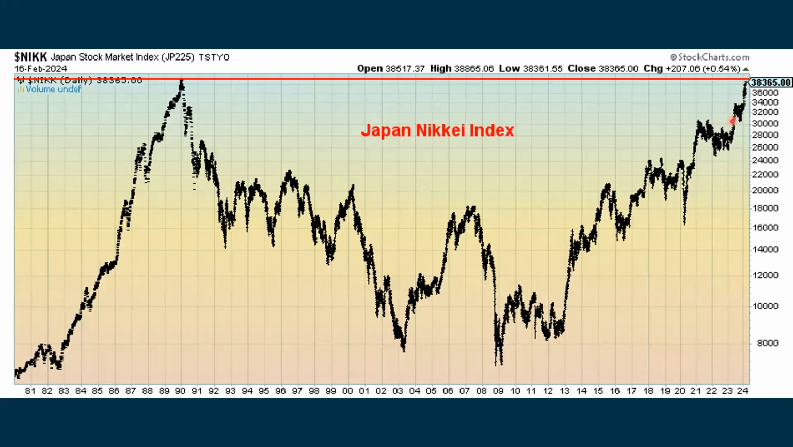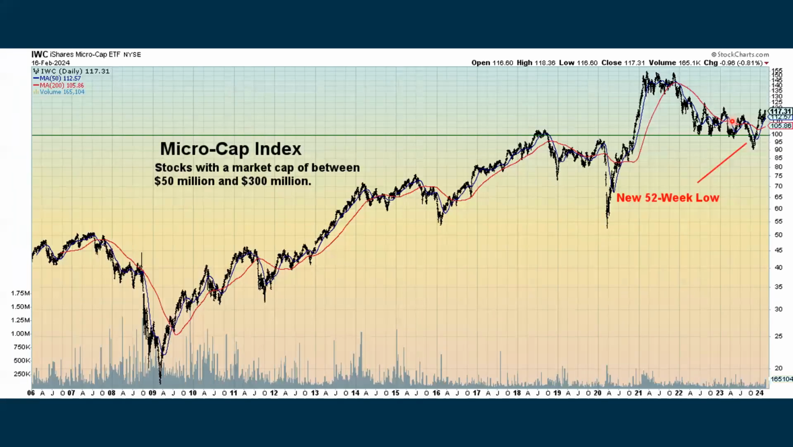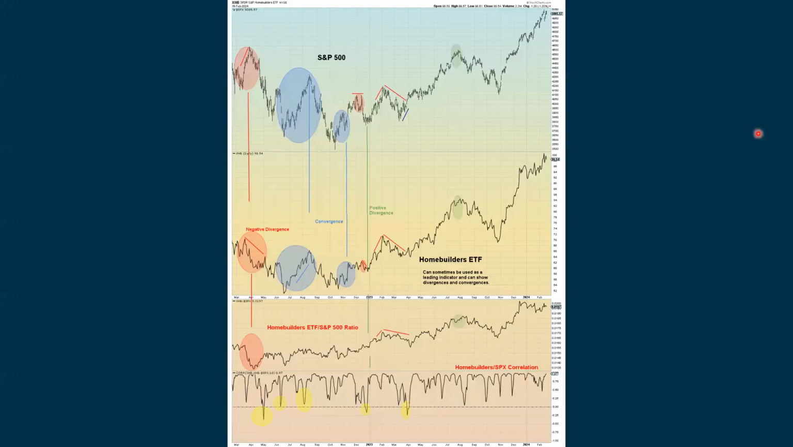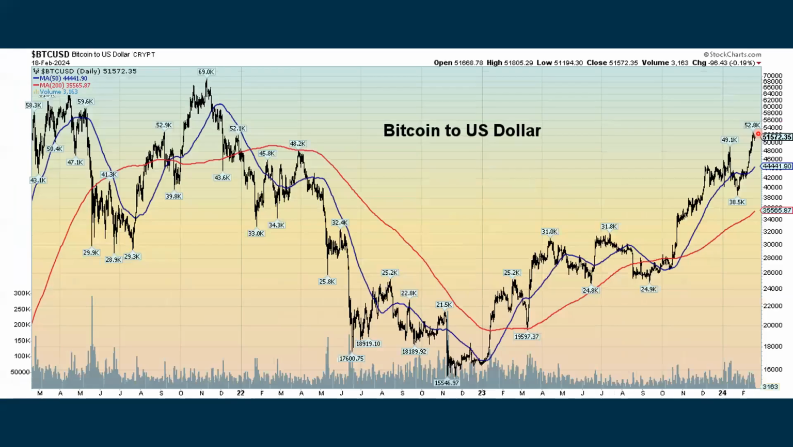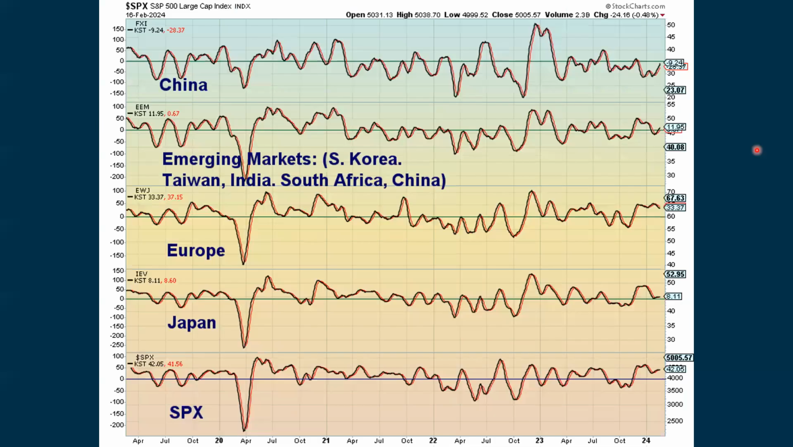So they may be right in that call, but we haven't quite done it yet. We look at the micro caps, which are very small companies. We continue to be in an uptrend there. And the home builders, we look at this for any kind of divergences. We're not really seeing any right now, so we're not getting much insight here. Bitcoin continues to be in an uptrend. It actually went up above 50,000. It's still above that, even though it pulled back slightly.